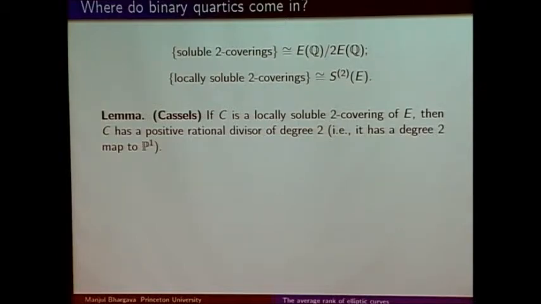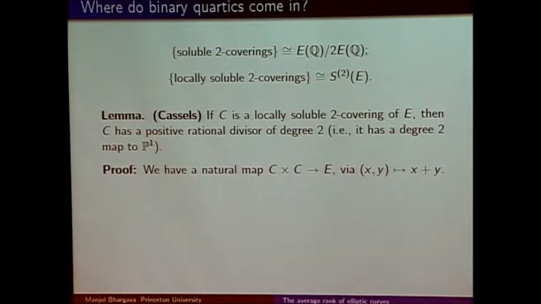And the key lemma that they used, and that we're going to use here, is due to Cassels, which says that if C is a locally soluble two covering of E, in other words, an element of the two Selmer group, then that genus one curve C has a positive rational divisor of degree 2. In other words, it has a degree 2 map to P1 defined over Q. And the proof is very nice. The reason is that if C is a locally soluble two covering, in particular it's a homogeneous space of order 2 in the Weil-Châtelet group.